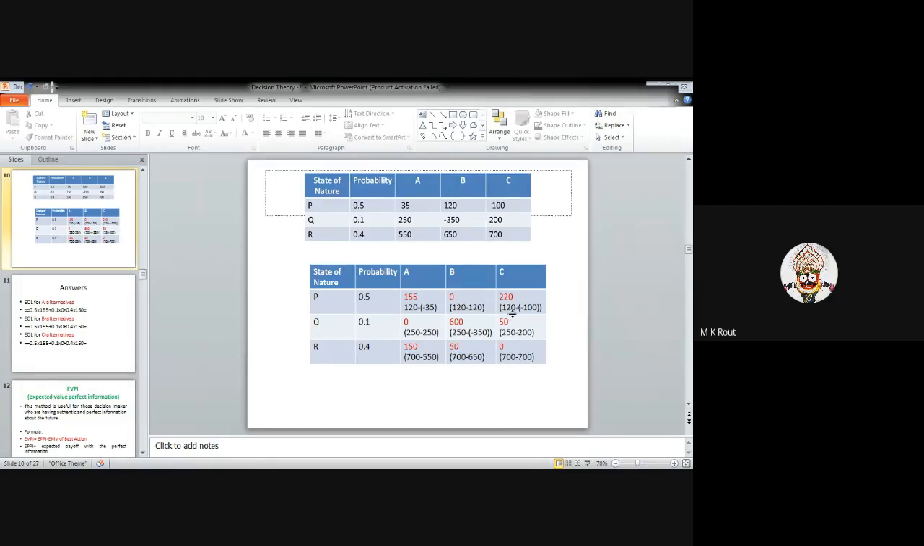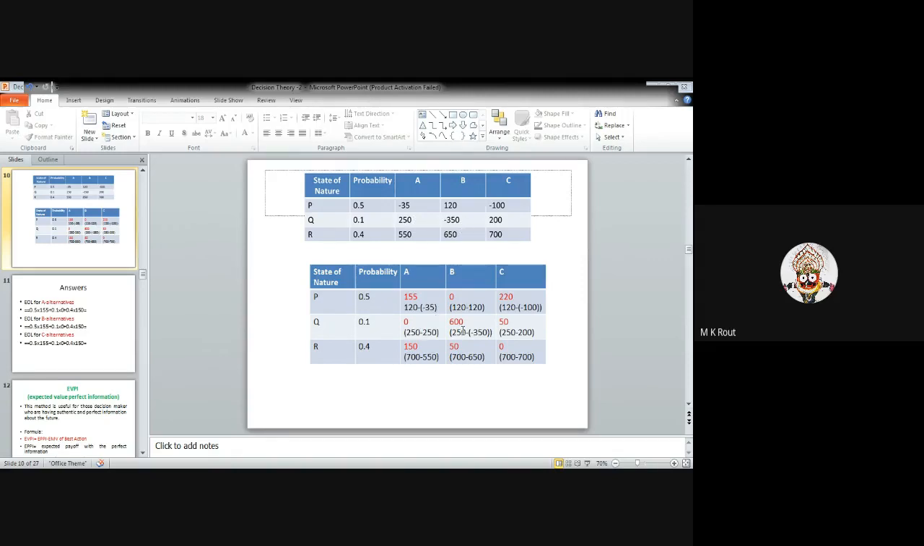Similarly for the third one, 120 minus 100, how much is that? 220. Is it clear? Yes, sir. Similarly, in the second row, the maximum value is 250. That's why 250 should be subtracted from the other values. That is 250 minus 250, that is 0.